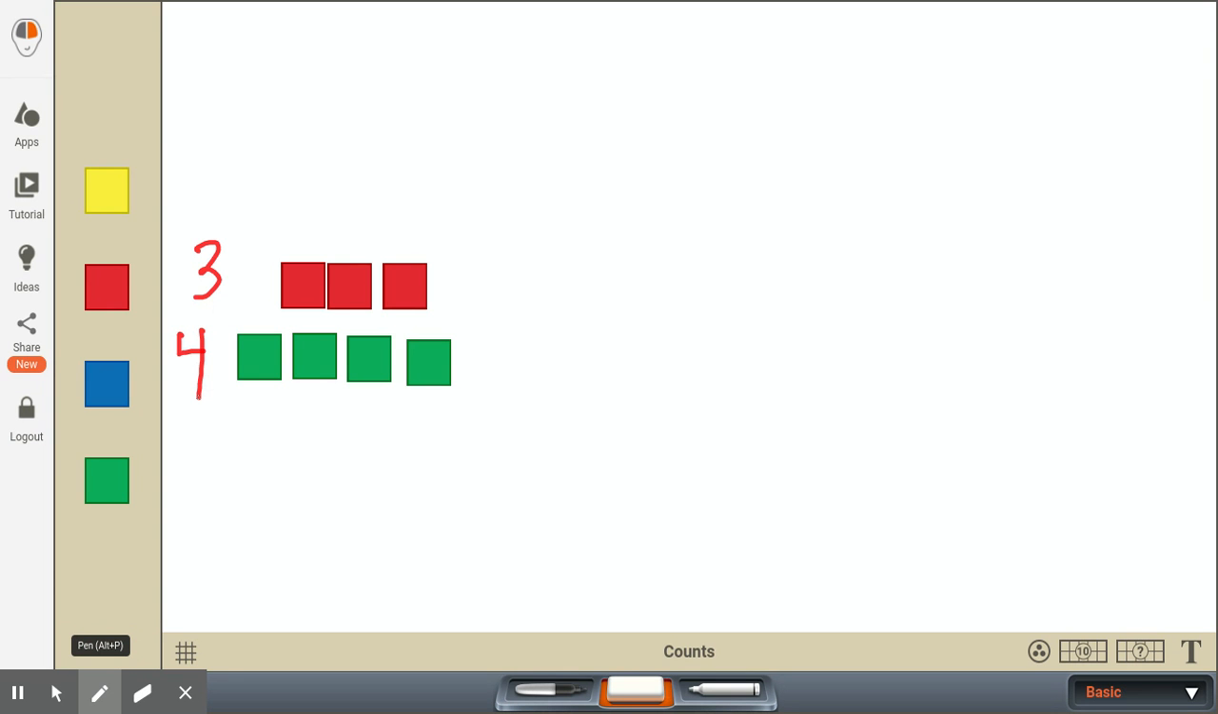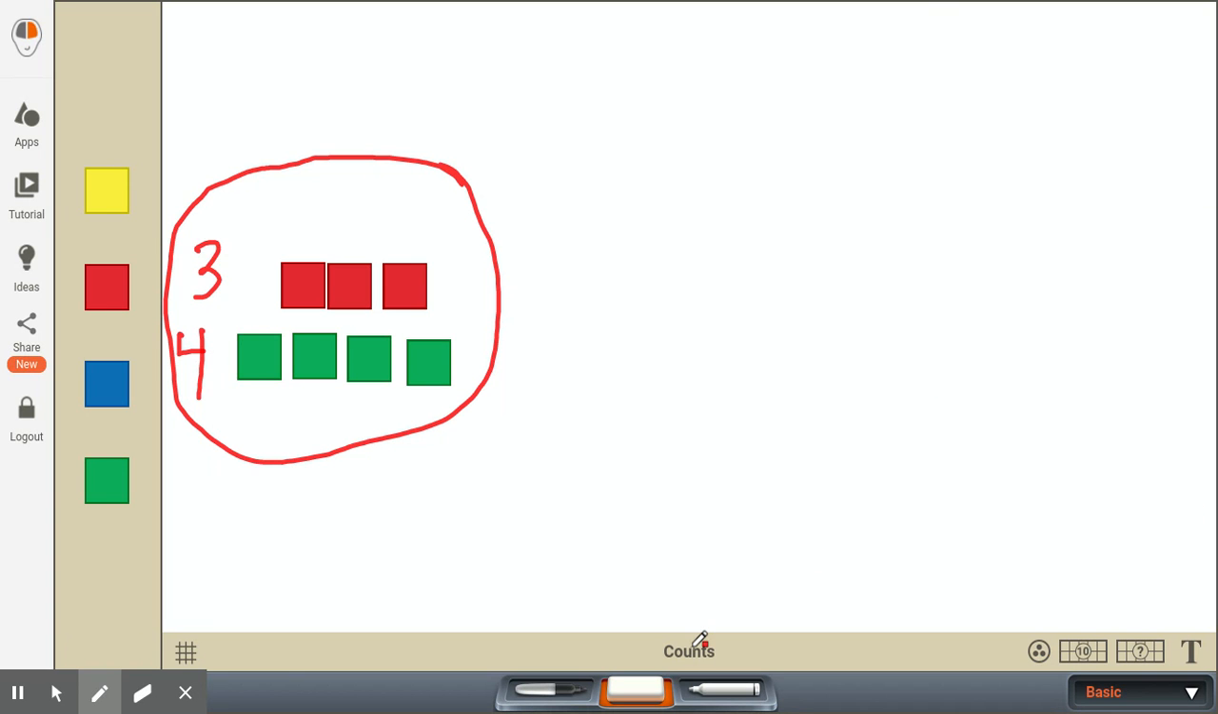I could reverse it and say for every 4 green, there are 3 red. But since red is first, I think that was the way I started with my brain. Okay, so for every 3 red, there are 4 green. If I wanted to make an equivalent ratio, well, I could take this and make a whole other set of our original ratio.